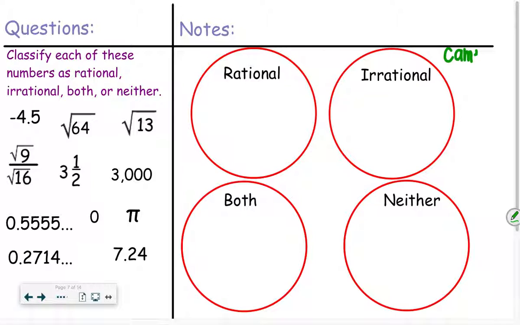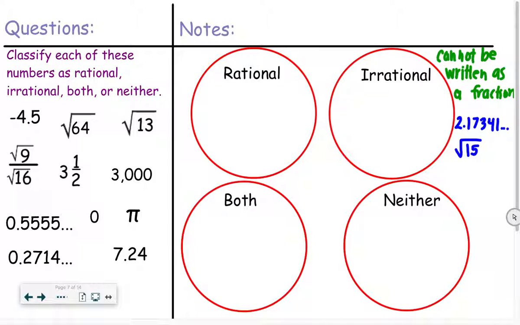Again, cannot be written as a fraction. So, for example, decimals that keep going forever, and then non-perfect square roots, because a non-perfect square root would give you a decimal that keeps going forever and never repeats. Really, everything else is rational. So if you can remember those things for what is irrational, everything else is rational.